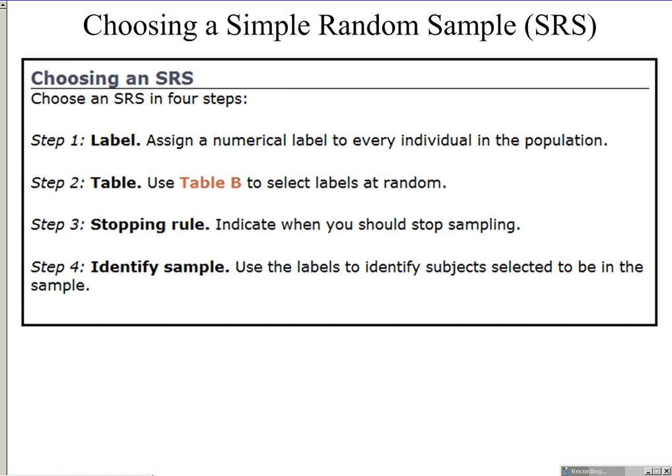Choosing a simple random sample. 4 steps. You're going to label, which means you're going to assign a numerical label to every individual in the population. You're going to then go to a table. You're going to use Table B if you use your book. You're going to have a stopping rule. In other words, you need to write when you know that you are done obtaining your sample from the random number table. And then you're going to finally identify the sample. You're going to use the labels to identify the actual subjects selected to be in the sample.